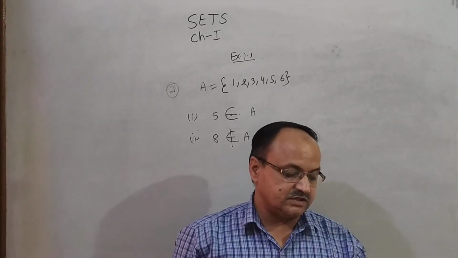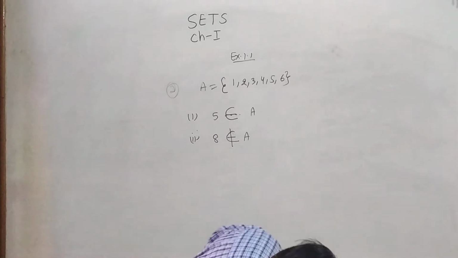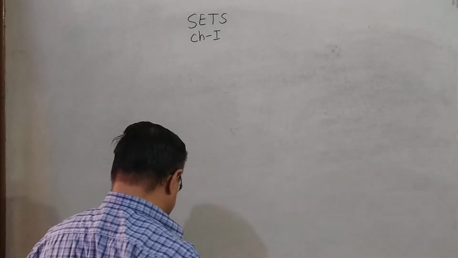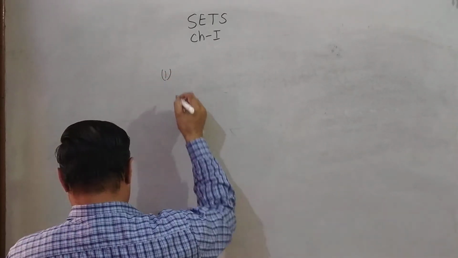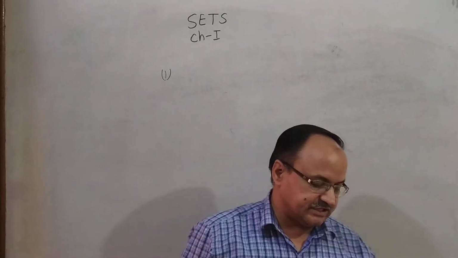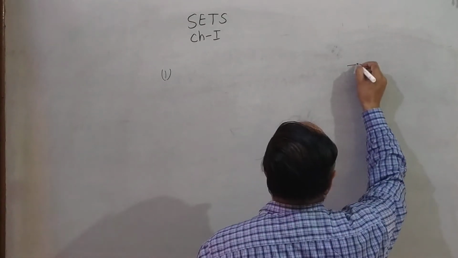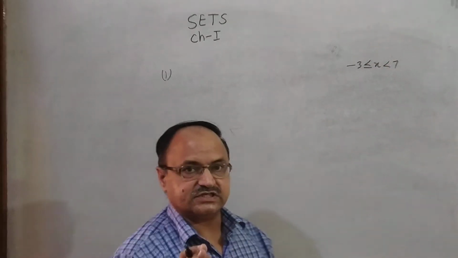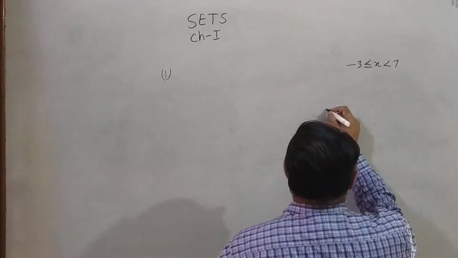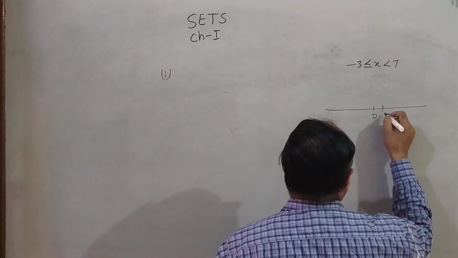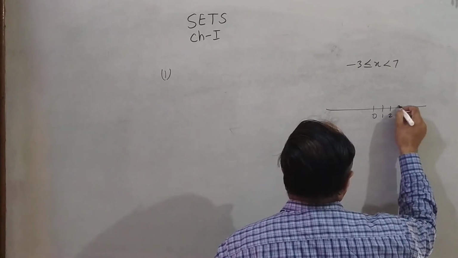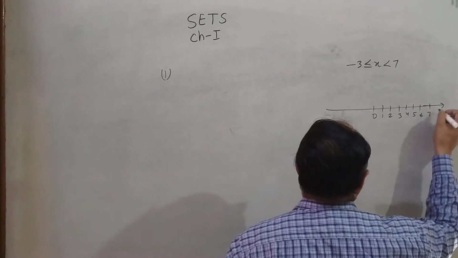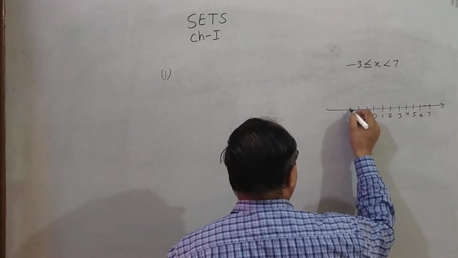Question third, write the following sets in the roster form. First, set of all x such that x is an integer which lies between -3 less than or equal to x less than 7. X is an integer. You know very well, there was 0, 1, 2, 3, 4, 5, 6, 7, and here -1, -2, -3.